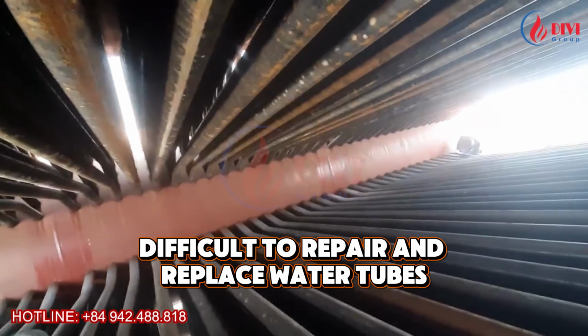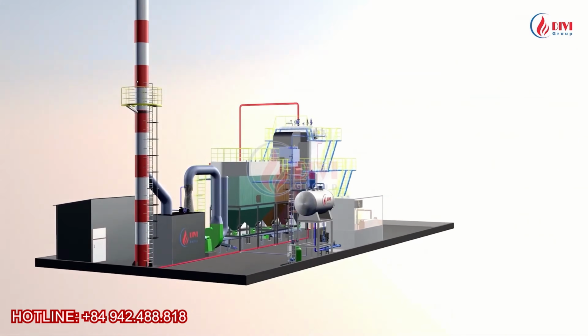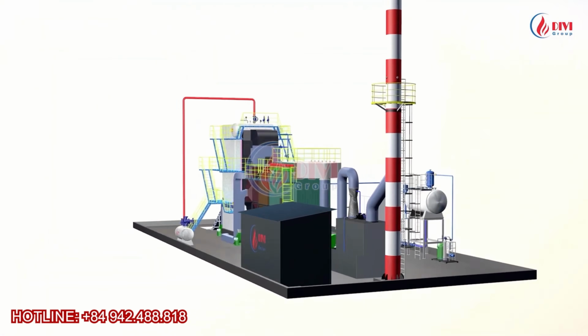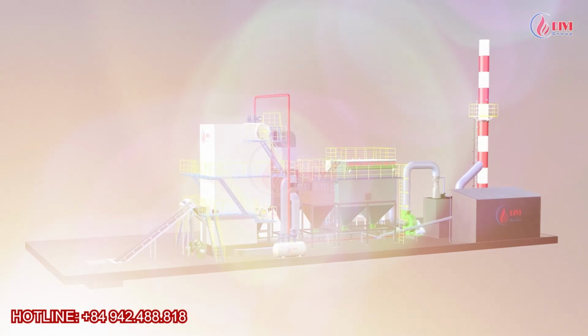Of course, if sufficient shutdown time is available, the damaged tube bank can be completely replaced. But when it comes to fast emergency repairs, the two-drum water tube boiler is generally less convenient than the combined water tube and fire tube design.